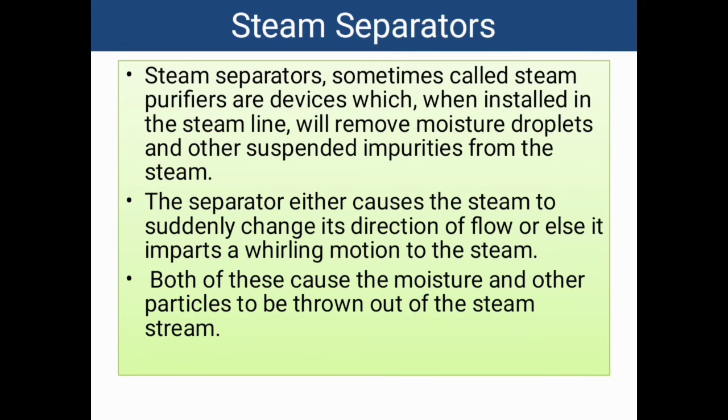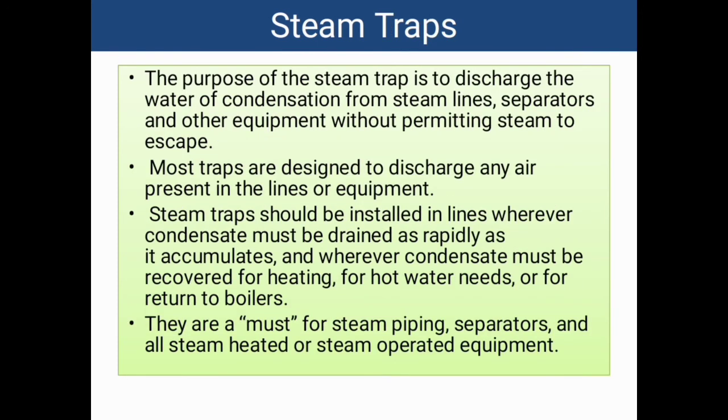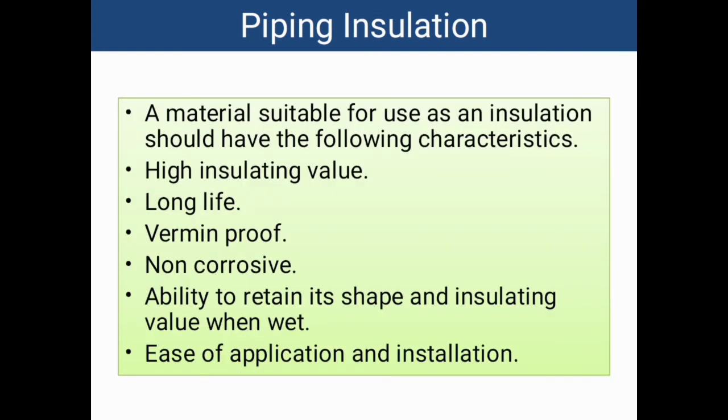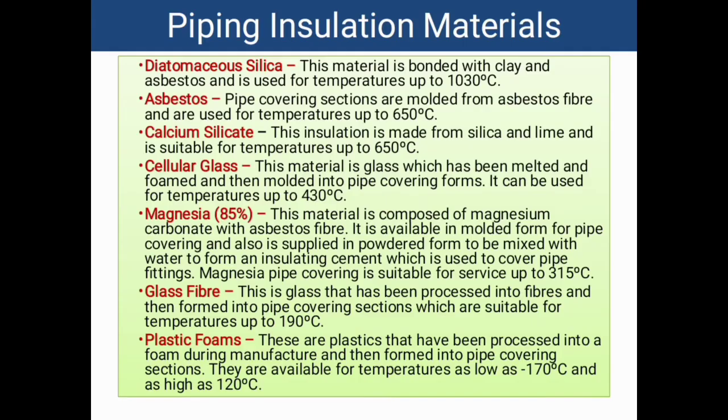Then steam separators. To drain this condensate, we have to provide steam separators at several locations. This includes steam traps. Steam traps are the main instrument used to drain the condensate from the steam pipelines. Then piping insulation. Piping insulation is used to prevent heat loss or cold loss. There are several materials used for providing insulation. That is silica, asbestos, calcium silicate, cellular glass, magnesia, glass fiber, and plastic foams.